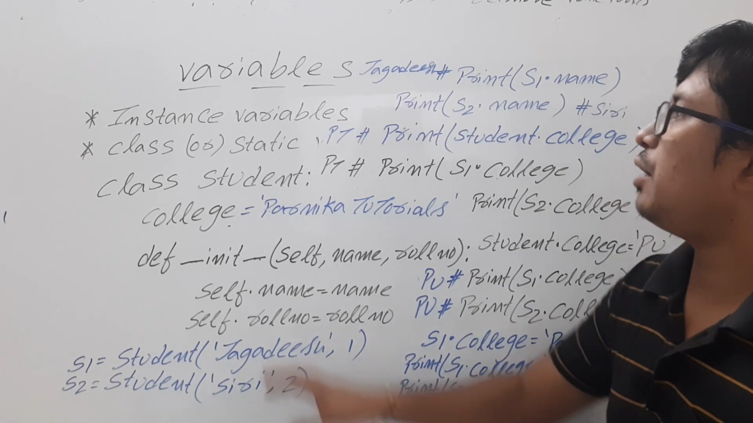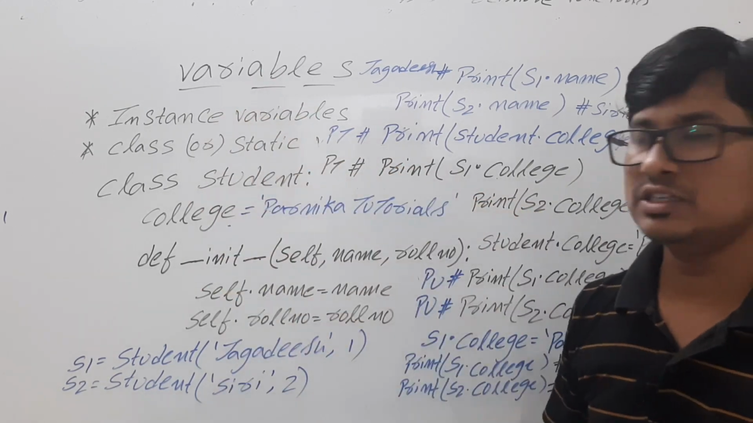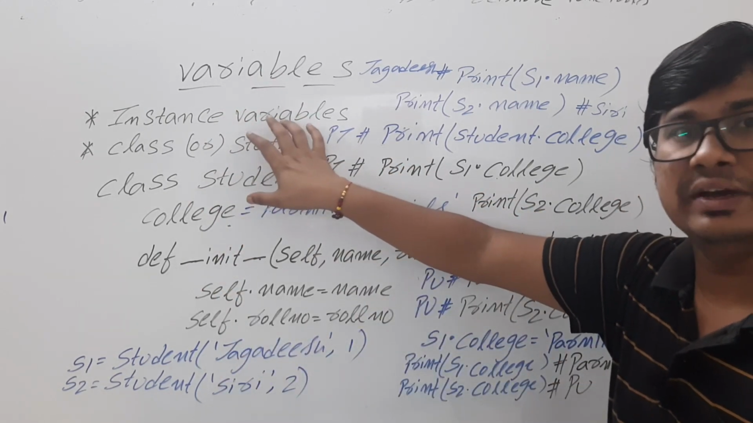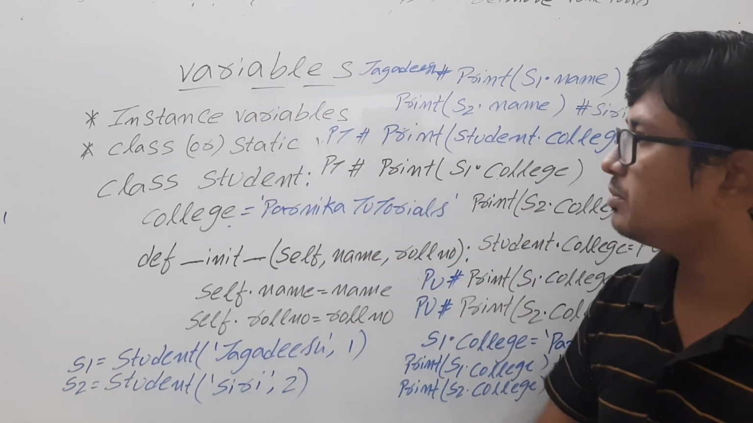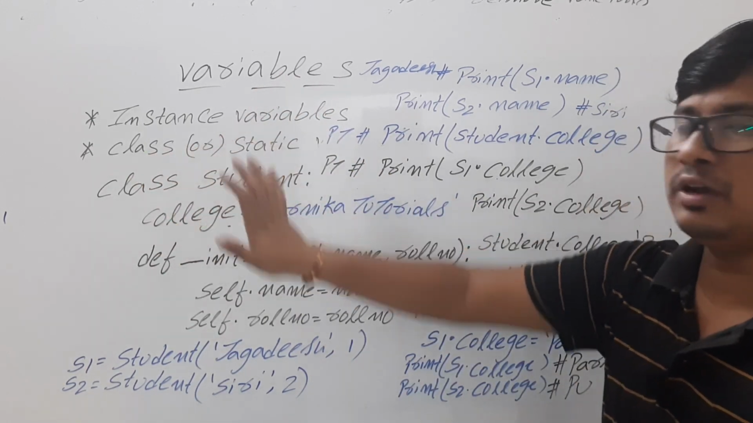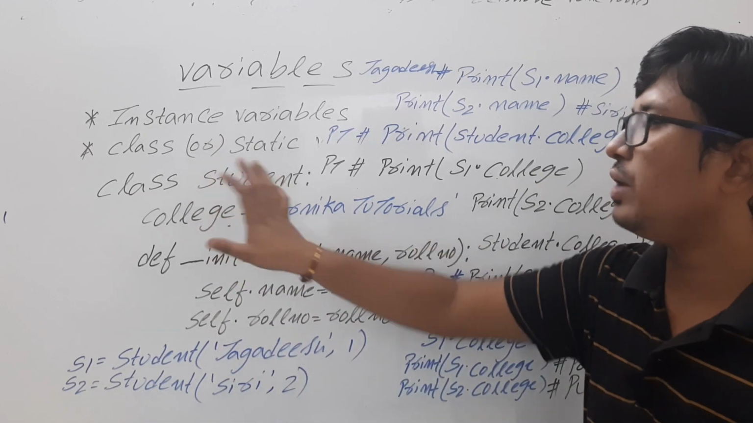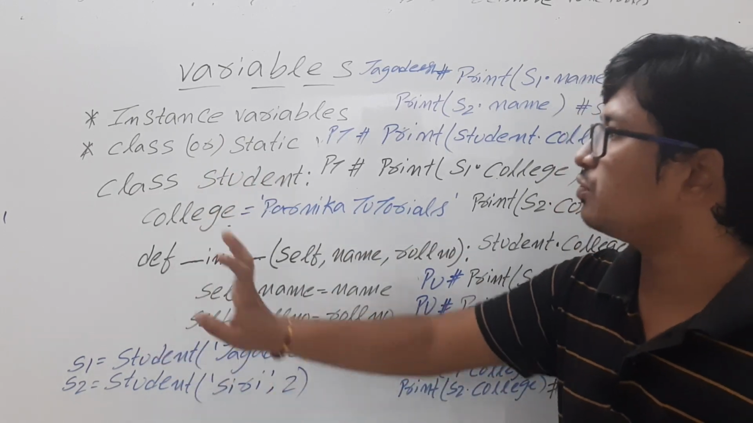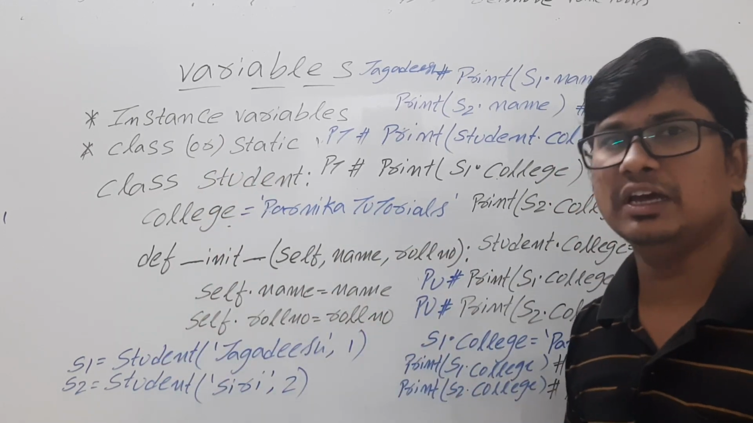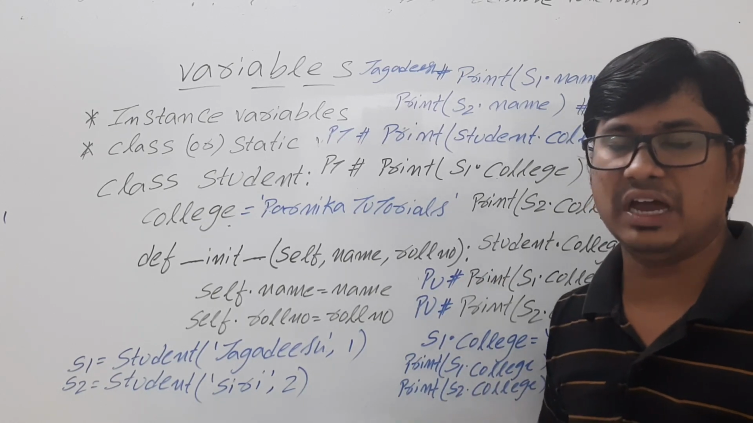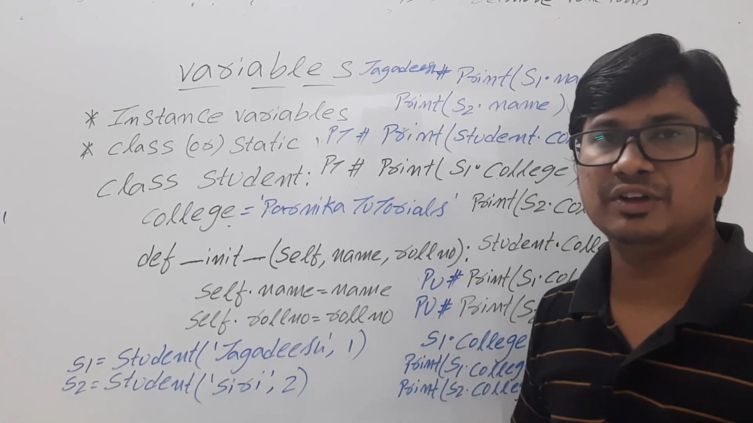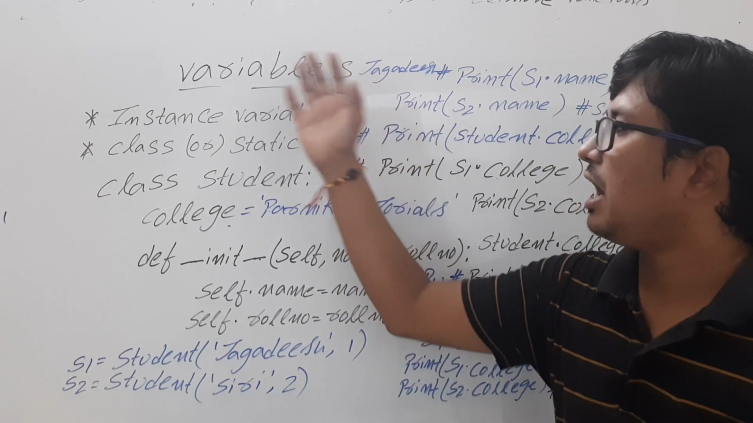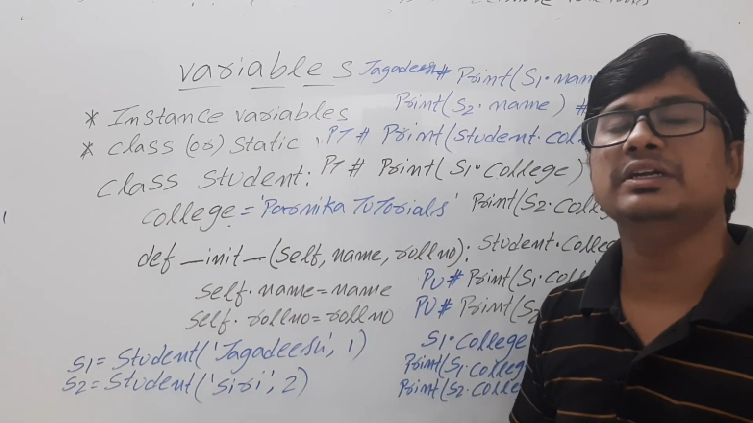I hope you have understood what an instance variable is, how to access it, and what a class variable or static variable is, how to access the class variable with the help of the class and with the help of the object, and how to change the values. I hope it is clear for you. For better understanding, I will discuss this entire program in Jupyter Notebook.